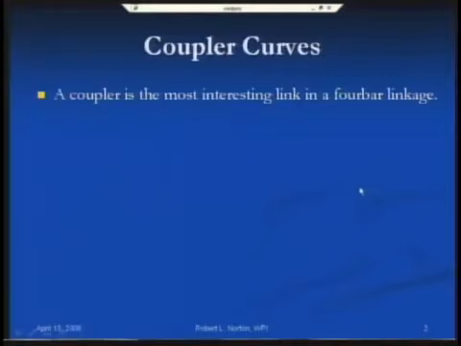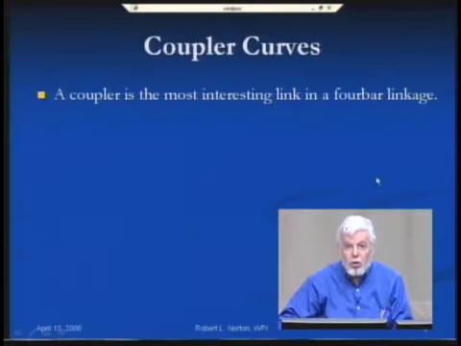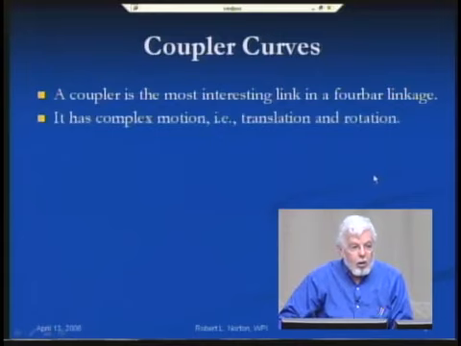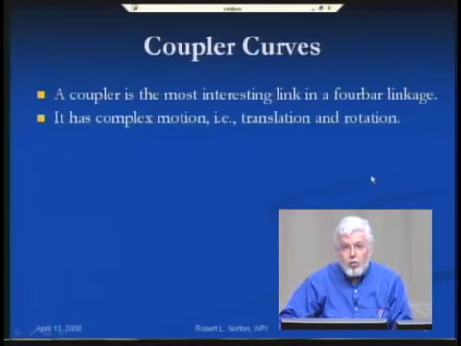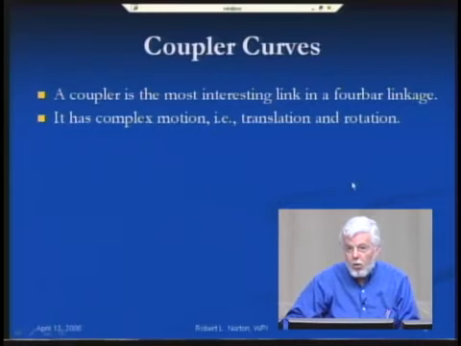Coupler curves are generated by what I think is the most interesting link in a 4-bar linkage, not surprisingly called the coupler. It's interesting because it has complex motion. So every point on that link, or any line on the link, is going through a combination of translation and rotation as the linkage moves. Whereas the other two links that move in a 4-bar, for example, being the crank and the rocker, have pure rotation.